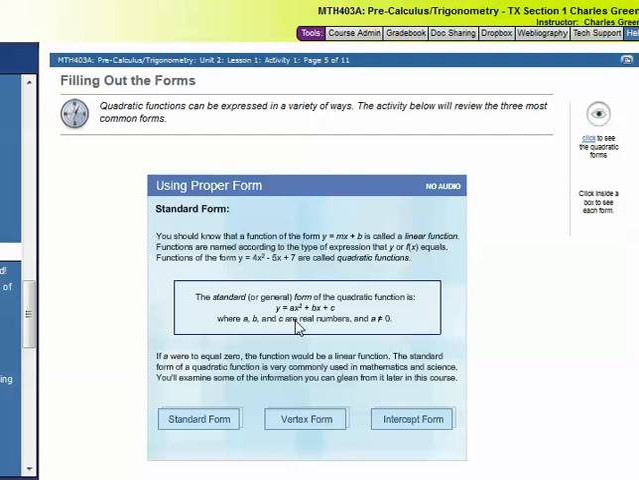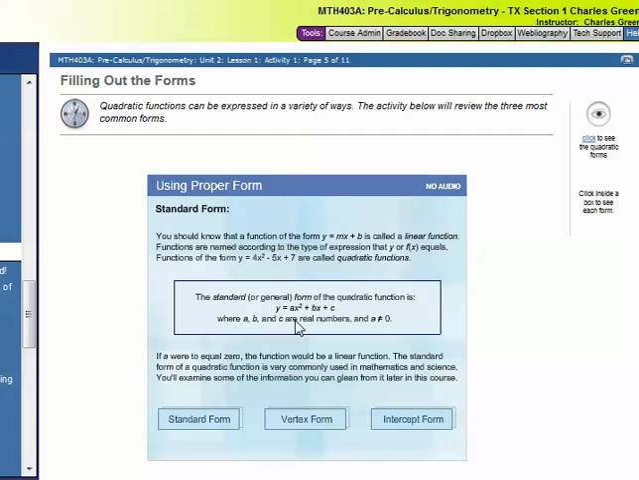Now, from that, there were a couple of other values you needed to know. The value at the end, the C. The C tells you where the parabola crosses the y-axis. Whatever that value C is, that's where it is on that y-axis. You can go up and down, and you can find exactly where it's crossing the y-axis that way.